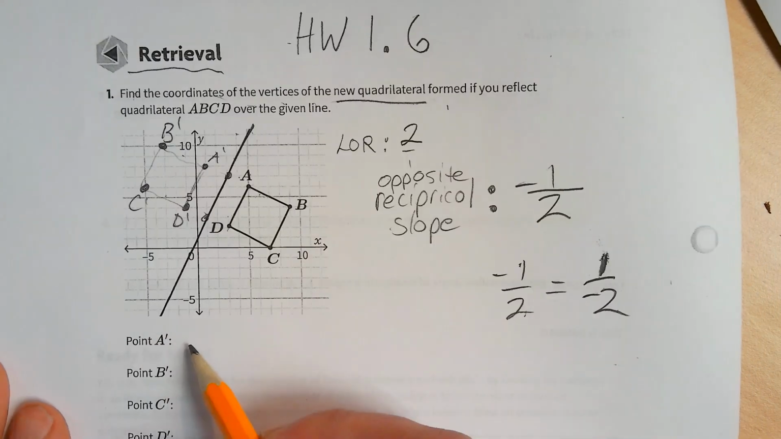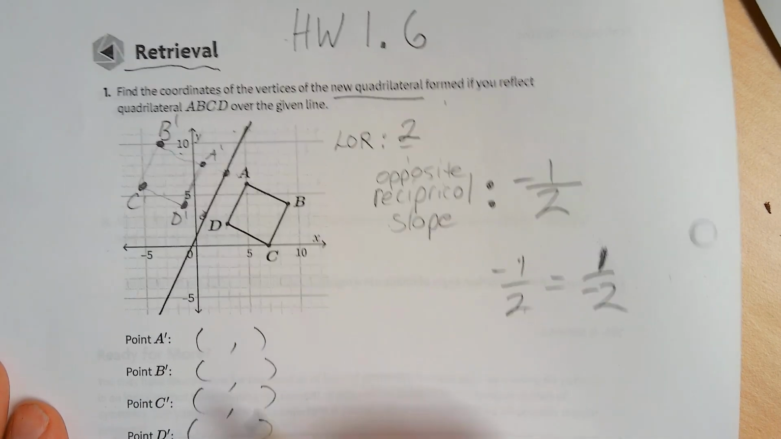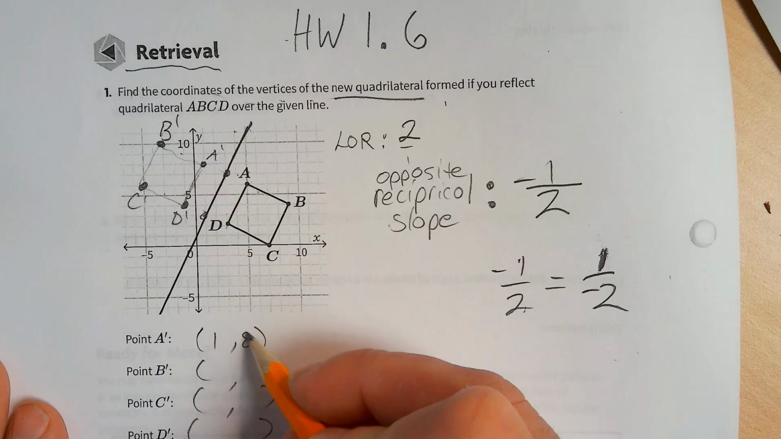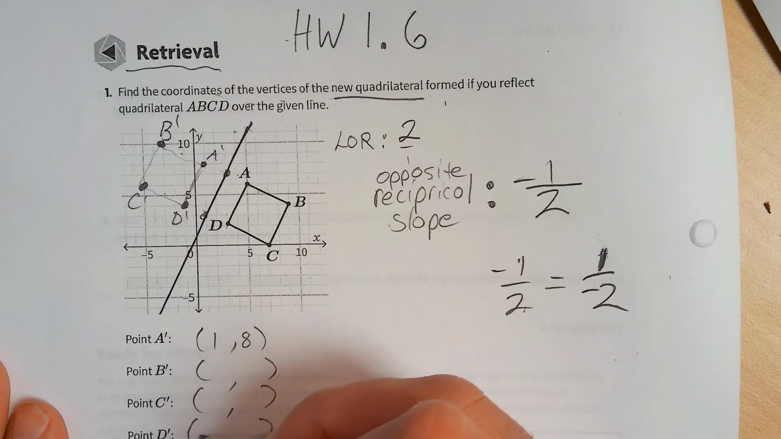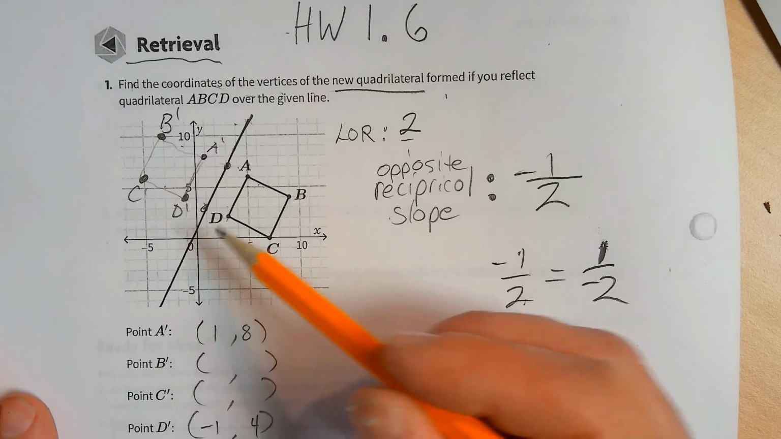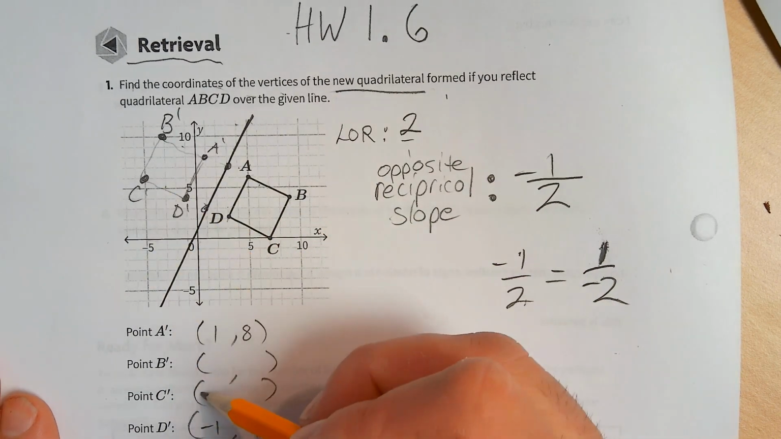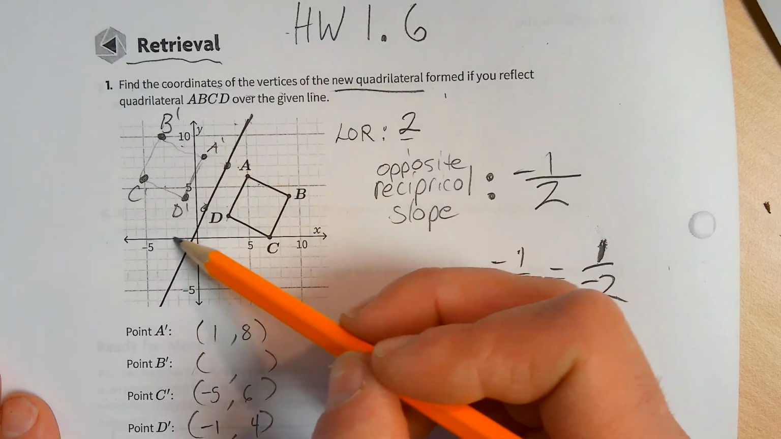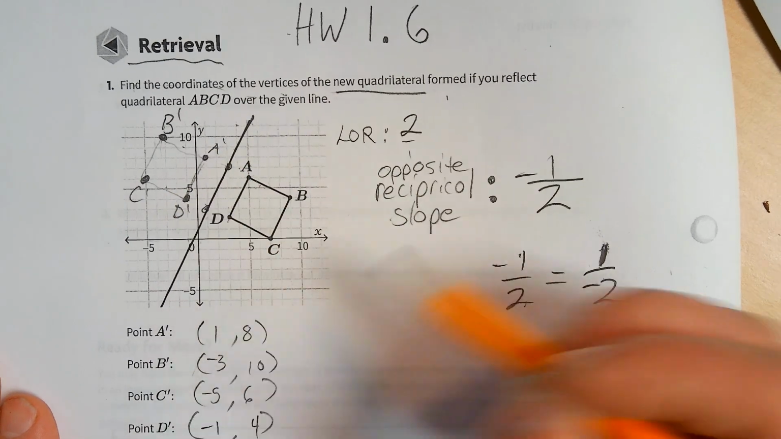But then they want to know the XY coordinates. A prime is at 1, 8. D prime is at negative 1, 4. C prime is at negative 5, 6. Finally back up to B prime, 10, negative 3, 10. Sweet. Okay, now into the real homework.